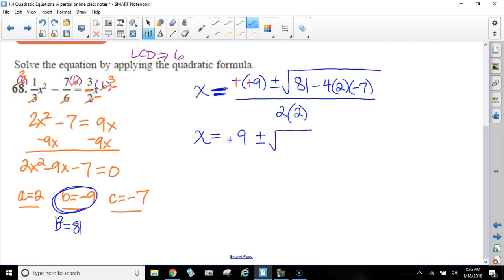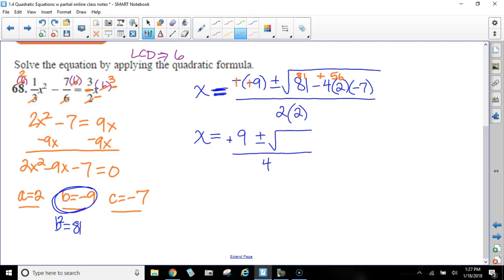So we're going to have positive 9 plus or minus the square root of something all over 4. I like to write it like that and then go back and focus on what's underneath the radical to get that simplified. Okay? So underneath the radical, we've got 81. And then when I take negative 4 times 2, that's negative 8. Negative 8 times negative 7, I'm going to be adding 56 to 81.